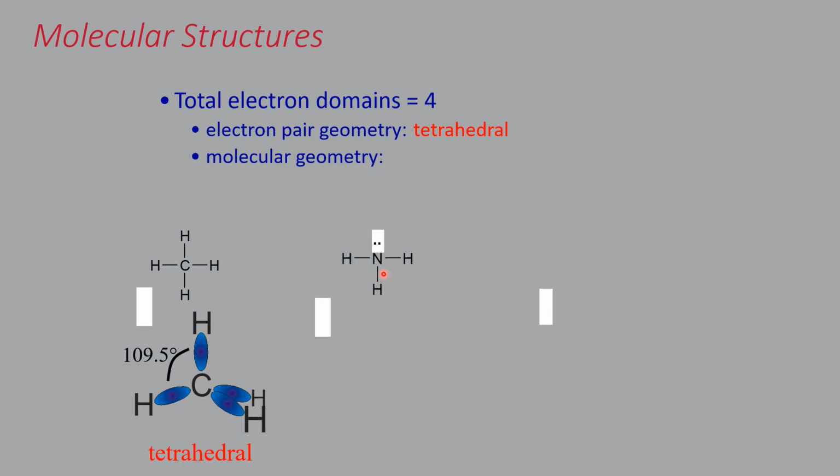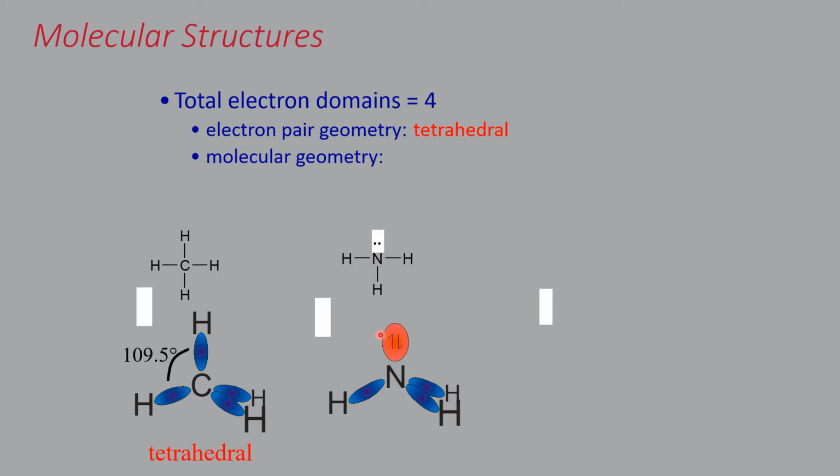Another possibility is ammonia, a weak base, a very common cleaning product, often used in smelling salts if you pass out. It has 4 electron domains around the center atom, the nitrogen, except that 3 of them are shared pairs and one of them is an unshared pair. So what would that look like in space? Well, it would look something like this.